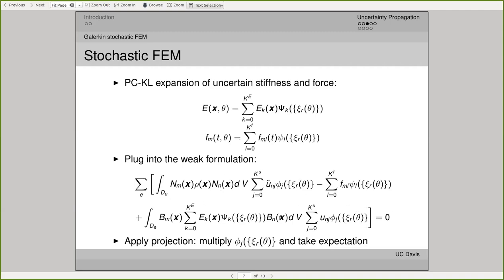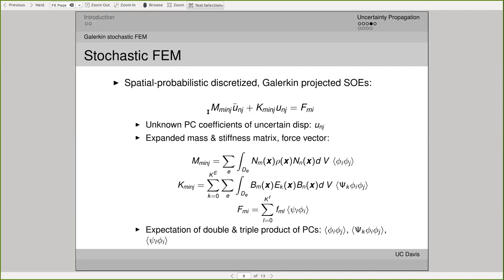Instead of doing that, we need to apply the Galerkin projection. Essentially, we multiply both sides by the polynomial chaos basis phi j, and then we take the expectation. Once we do this Galerkin projection, we get a deterministic spatial-probabilistic discretized Galerkin projected system of equations. As you can see here, we still have the mass, but this is not a conventional mass. It's a stochastic expanded mass matrix, where you still have a deterministic mass matrix combined with the double product of the polynomial chaos.